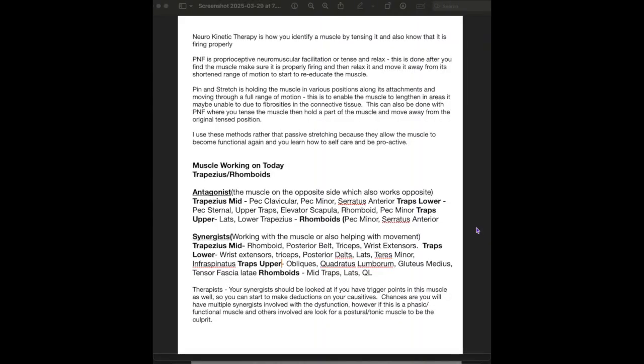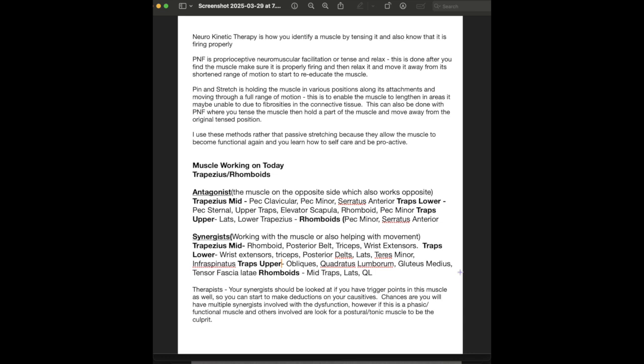The synergists, remember, these are muscles working along with it. That mid-trap is rhomboid, posterior deltoid, not belt. I should really look at this beforehand, shouldn't I? I should have. That should be delt. Triceps, wrist extensors, and then the lower traps, wrist extensors, triceps, posterior delts, lats, teres minor, and infraspinatus. And then upper traps, which is really the most important part of this, is obliques, quadratus lumborum, gluteus medius, tensor fasciae lati. And then rhomboids have mid-traps, lats, and QL.